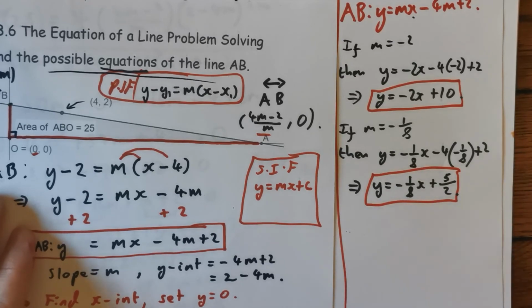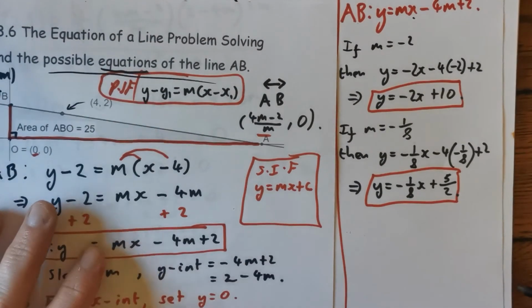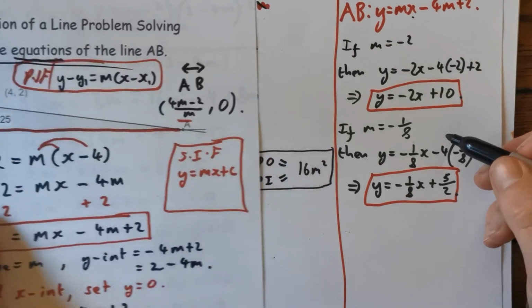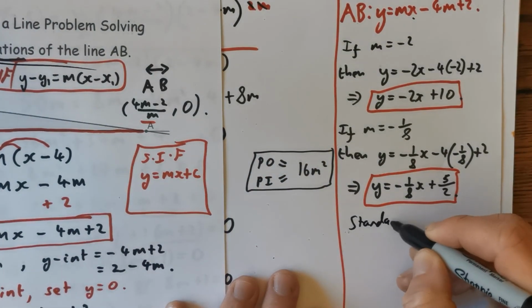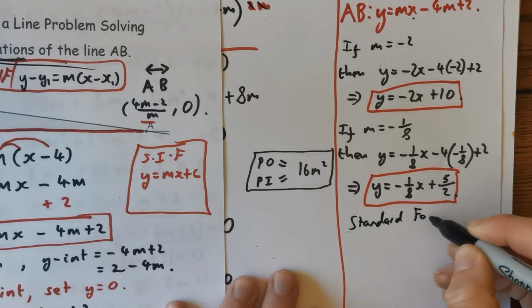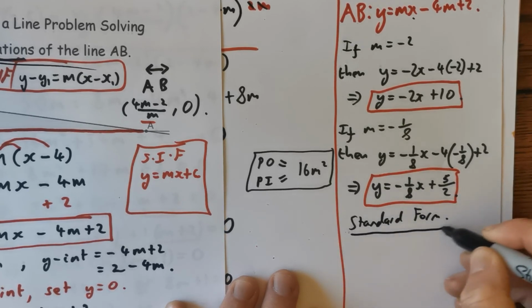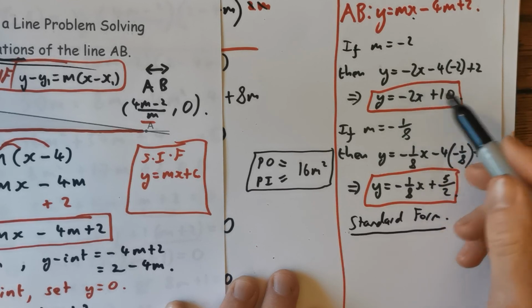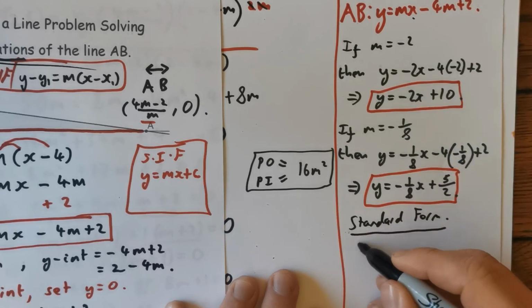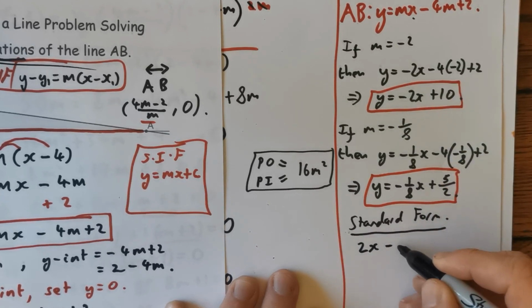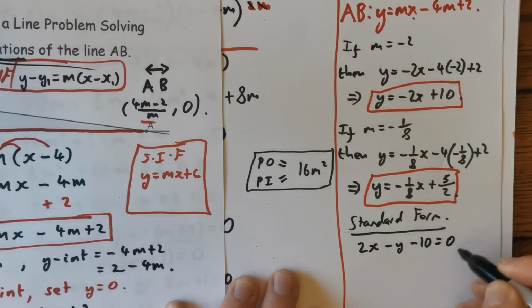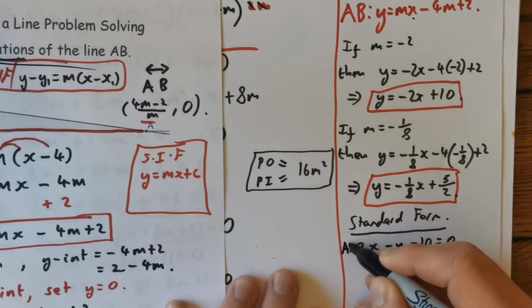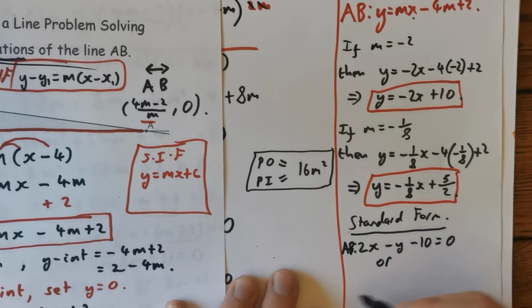If you want to write those in standard form, you could. They are both in slope-intercept form. If I wanted to write those in standard form, well, for the first equation, I'm just going to add 2x and subtract 10 from both sides. So we'd get 2x minus y minus 10 equals 0. That could be AB, the line AB.